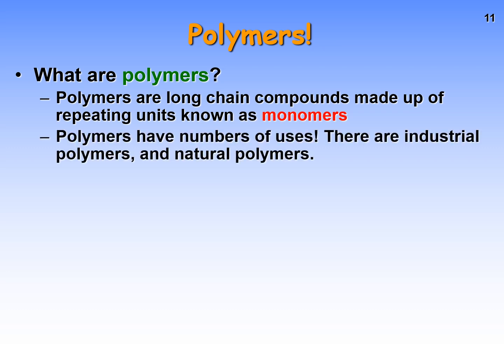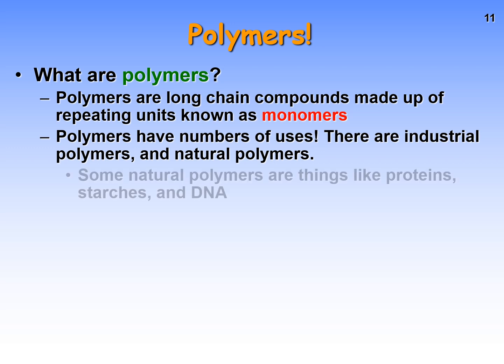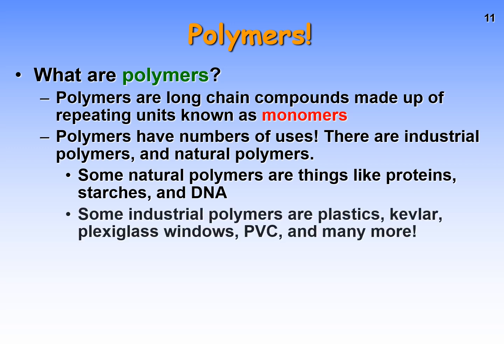Now, polymers have a huge number of uses. There are both industrial polymers and natural polymers out there. Some natural polymers are things like DNA, starches, and proteins, whereas some industrial polymers are plastics, really. Kevlar, bulletproof material, plexiglass windows, PVC, which is typically used in plumbing, specifically most often in irrigation, and there are so many more out there.